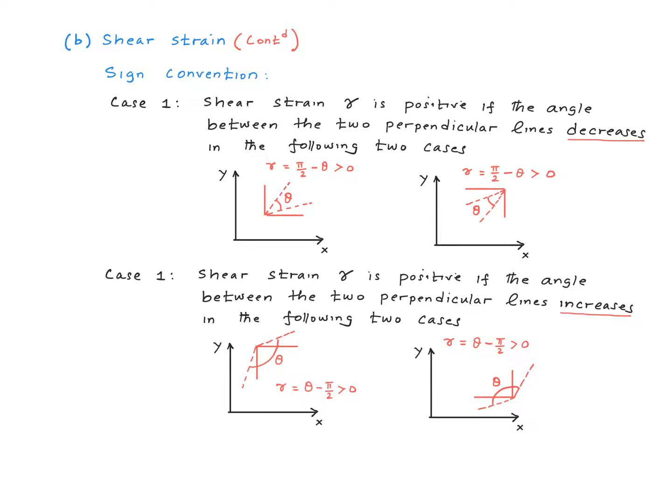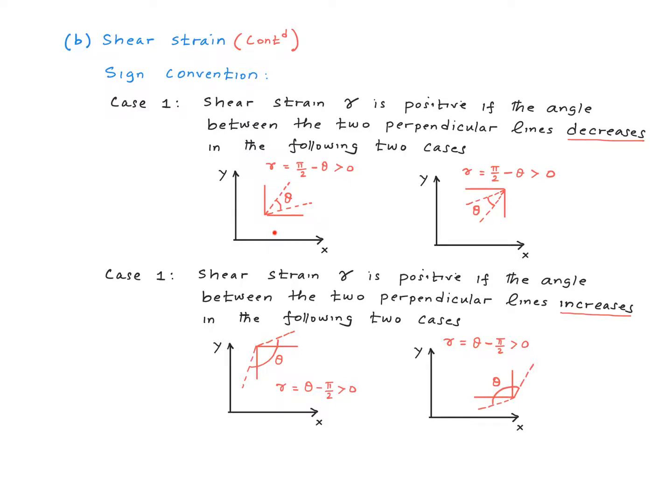In situation number 1, this axis is in the direction of the positive x-axis. This axis is in the direction of the positive y-axis. In situation number 2, this is in the negative x direction, this is in the negative y direction. Where here, this is in the positive x direction, this is in the negative y direction. In situation number 4, this is in the negative x direction, this is in the positive y direction.